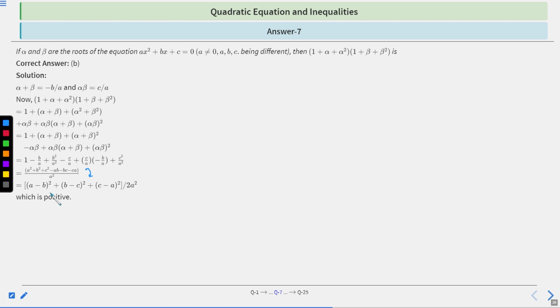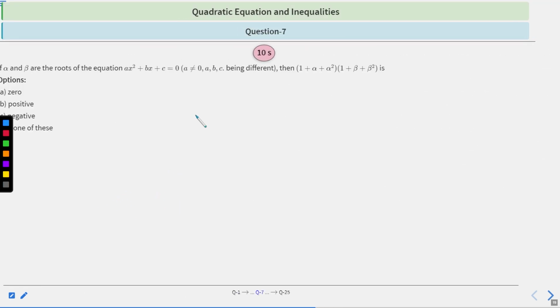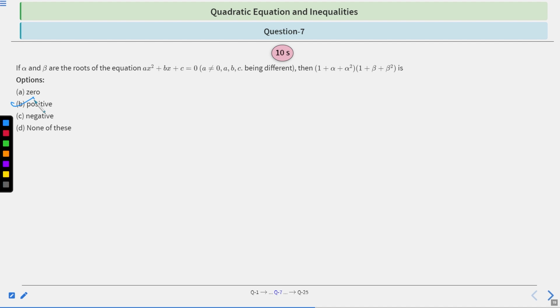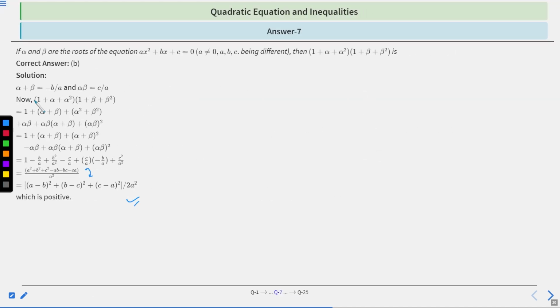Right, and it can be written as 1 by 2 into a minus b square plus b minus c square plus c minus a square upon 2a square, which is always positive, right? So option B is the right choice. Let's move to the next question.